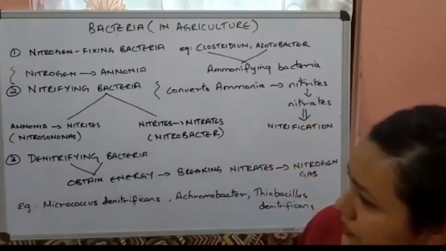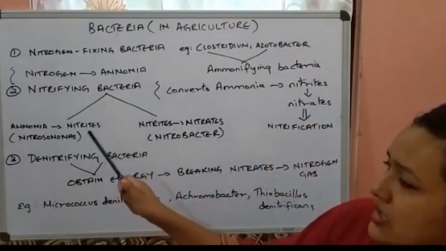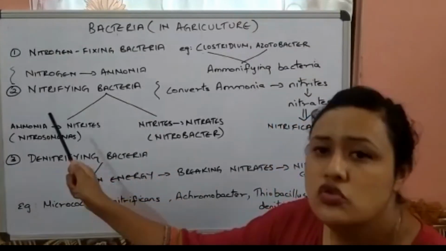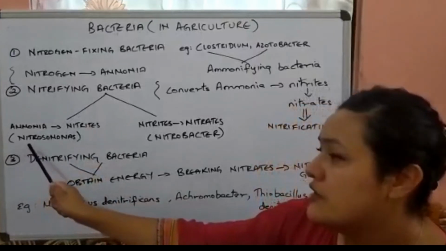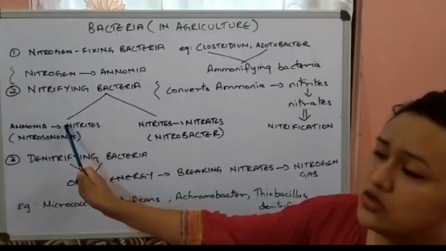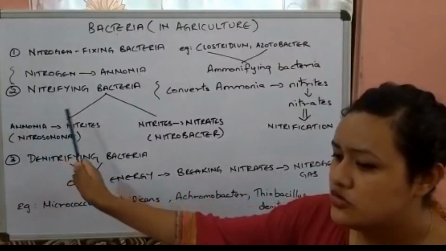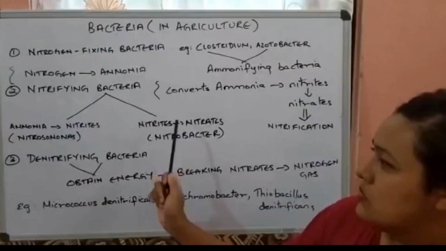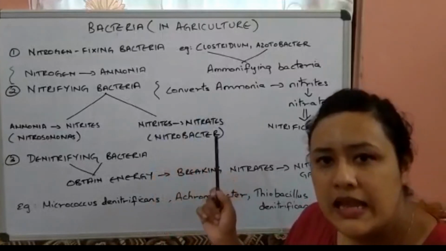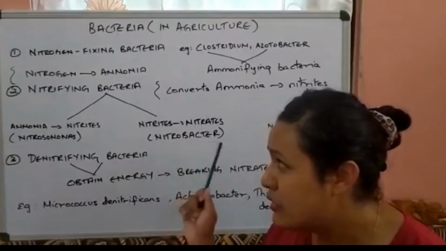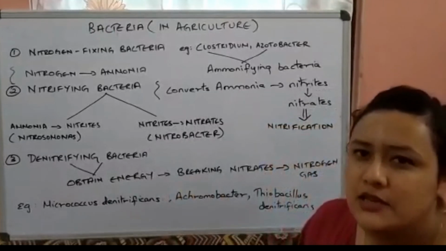An example of bacteria that convert ammonia to nitrites is Nitrosomonas. Then another one is Nitrobacter, which converts nitrites to nitrates. So these are some examples of nitrifying bacteria.